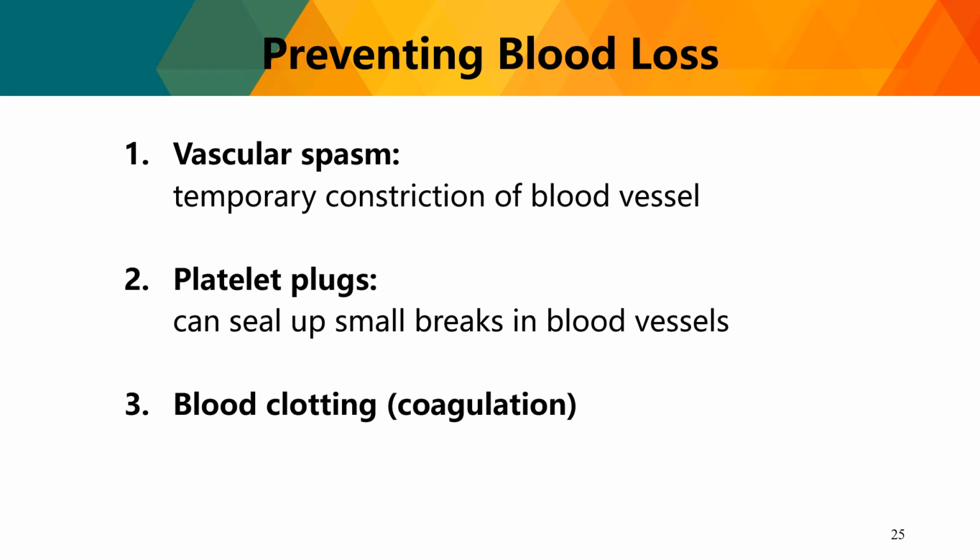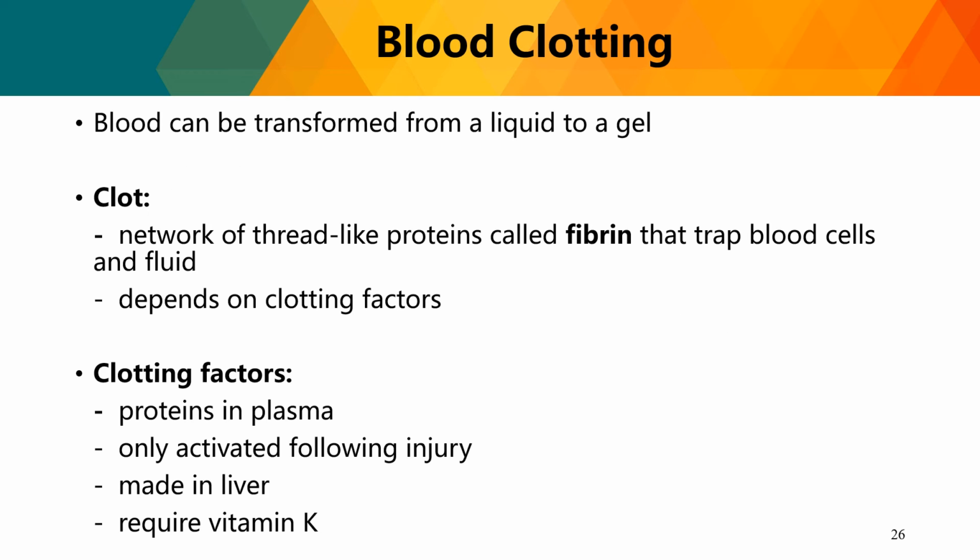So, preventing blood loss. First, you have your vascular spasm. This is a temporary constriction of your blood vessels. And then, the presence of the platelet plugs, which can seal up small breaks in your blood vessels. And then, the third one would be the blood clotting or the blood coagulation. For blood clotting, blood can be transformed from liquid to a gel. A clot is a network of thread-like proteins called fibrin that trap blood cells and fluid.